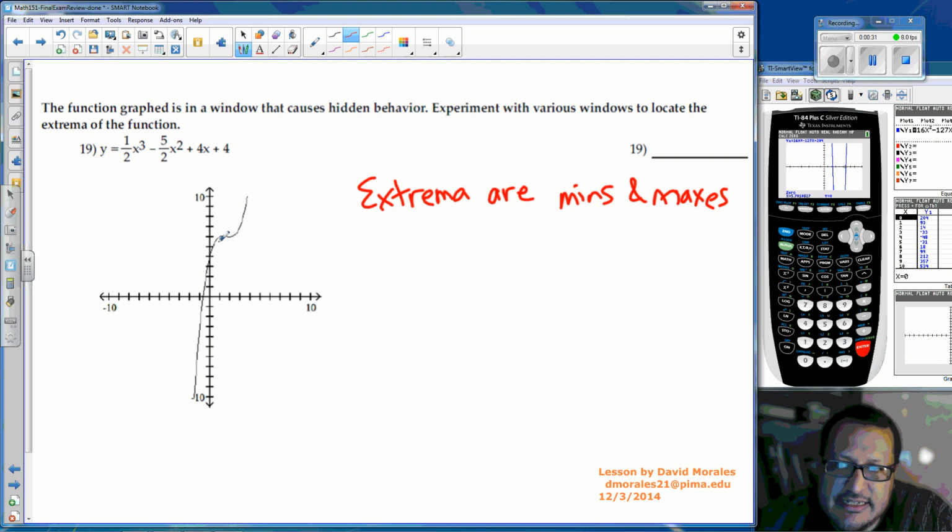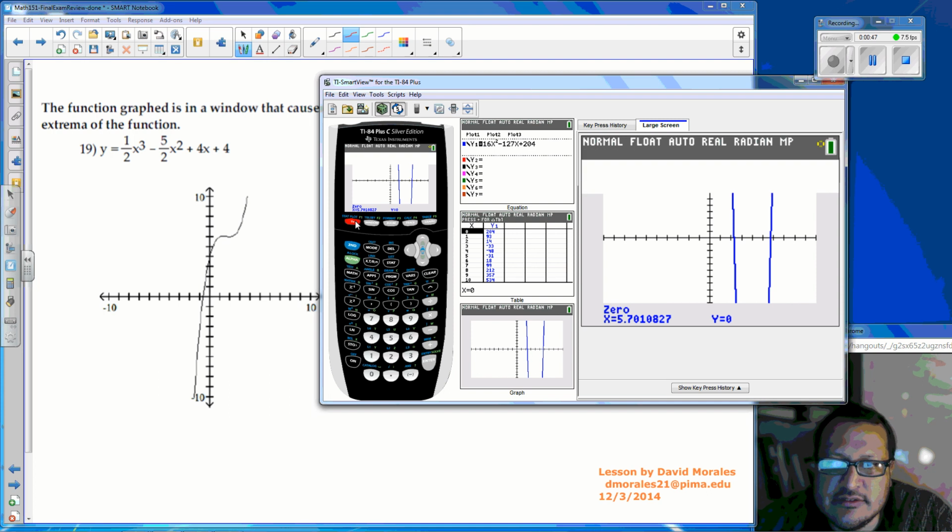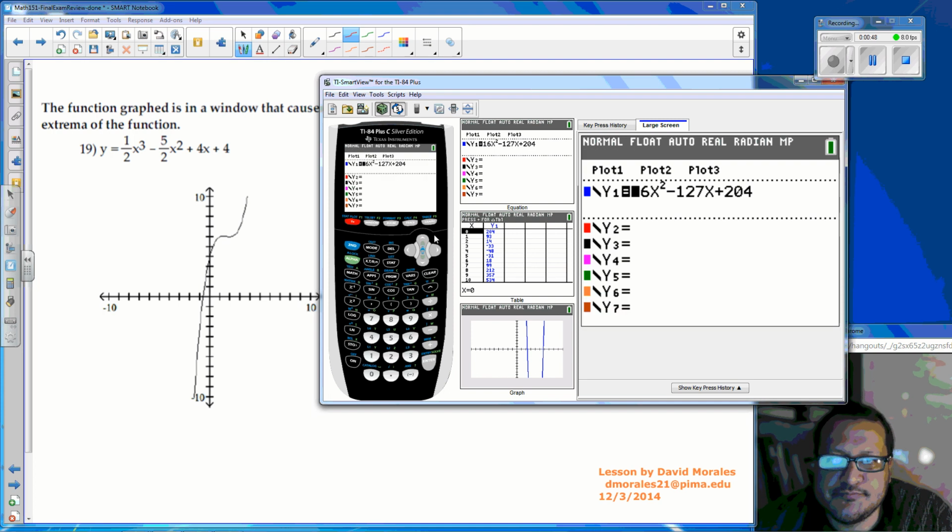So it looks like right here something's going on, but we don't really know exactly. It looks like there might be a max right here, there might be a min, or it might be flat. We don't know for sure. So what we're going to do here is put this in our calculator as it suggests. And we're done with this problem, so we'll erase it.